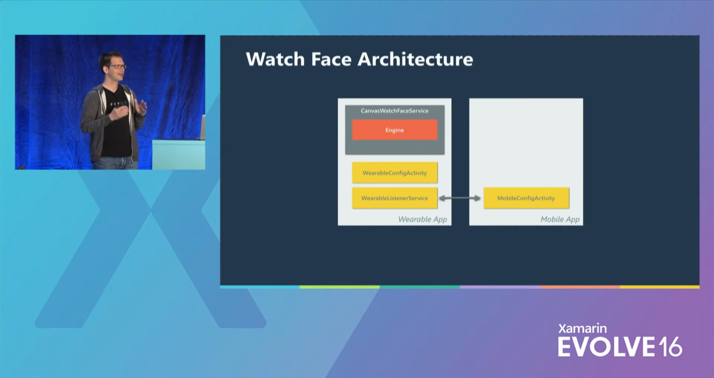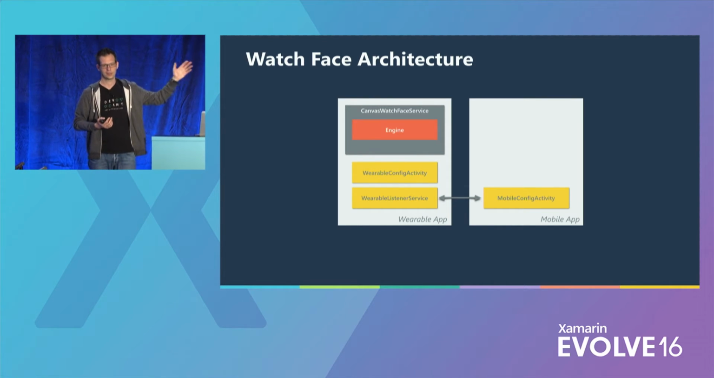Almost every presentation I've done so far has included an architecture slide. So I thought, let's do one here. This is how the watch face architecture looks. So on the left-hand side, you've got the wearable application. On the right-hand side, you've got the mobile application. So the most important thing you want to implement is the watch face engine, which is the box in red. So this is where all the drawing code happens. This is where you'll interface with any other services you want to pull data from. And this is where you connect, for example, to Google Fit.